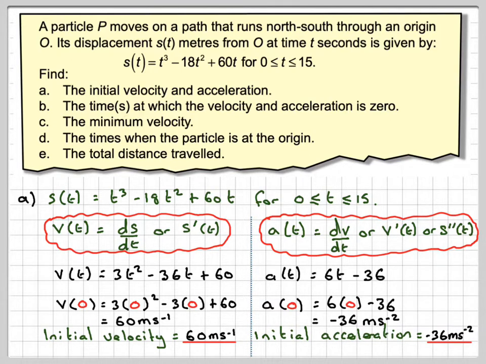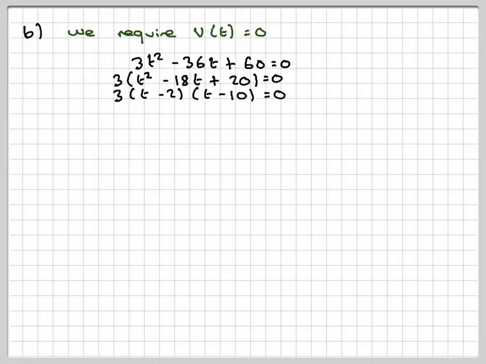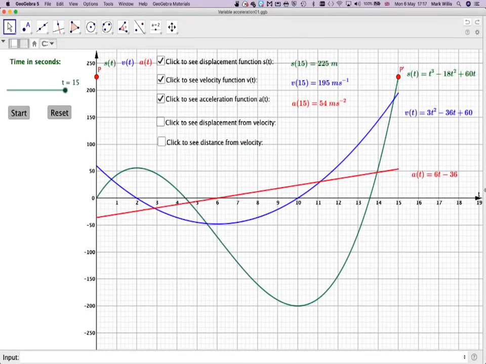So now we have to find the times when the velocity and the acceleration are 0. To find when v of t is equal to 0, we just put 3t squared minus 36t plus 60 equal to 0. There's a common factor of 3, and then this factorizes quite easily, becoming t minus 2, t minus 10. That's going to give t is equal to 2 and t is equal to 10. So if we go back and look at this, we can see that the velocity is 0 here at 2 and 10.